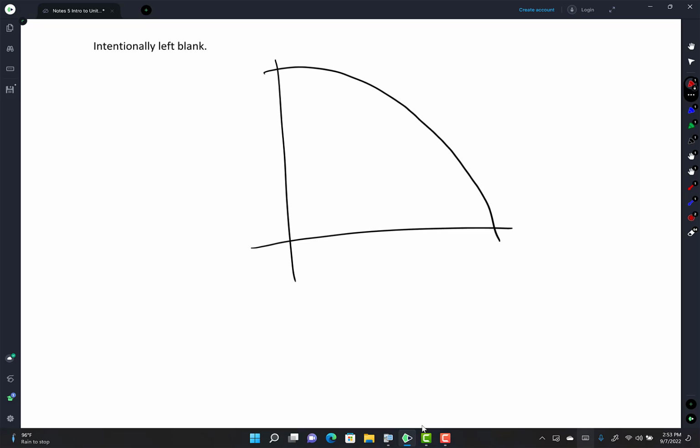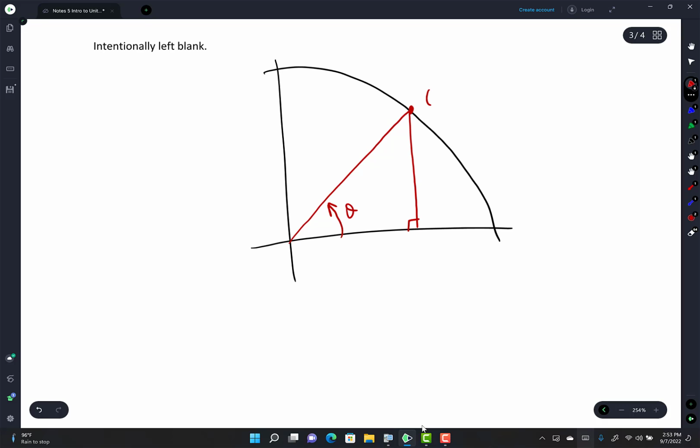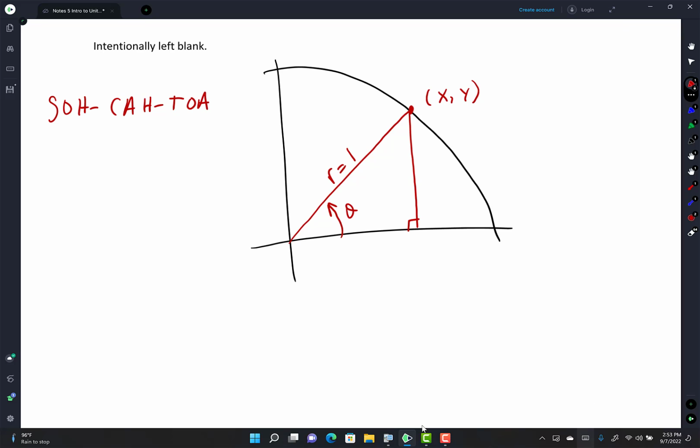I'm going to draw one random angle, or triangle, I guess. This is my theta. This is coordinate x comma y. This is my radius. My radius is 1. And I'm going to write, for now, SOHCAHTOA. You don't need to write SOHCAHTOA anymore if you already know what is what, but until we're beasts, we're going to continue writing it to help us out.